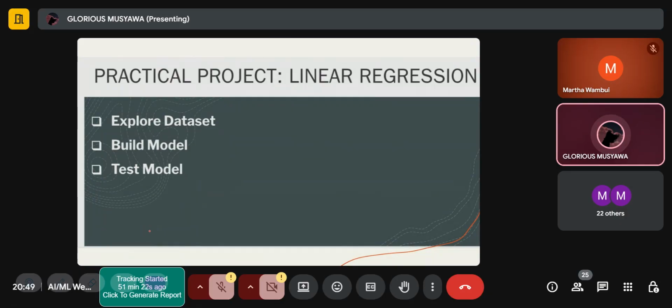We have a small mini practical project on linear regression. I've tried to be as fast as possible. You're going to explore the data set, build the model, then test the model.